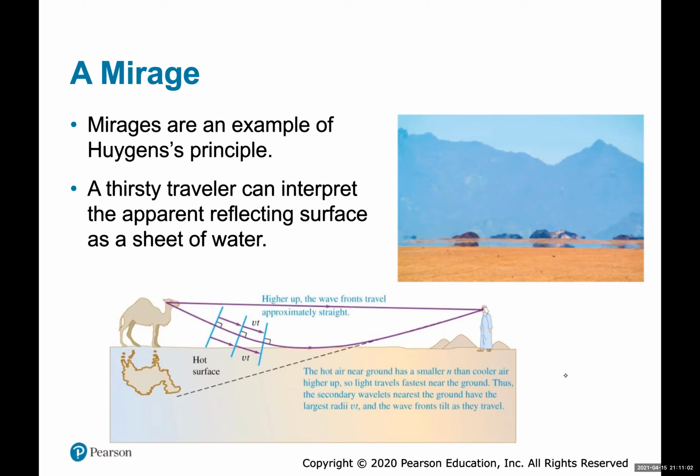And we could interpret that reflection that we see like it is off a surface of water, for example. This also happens on asphalt on warm days. It looks like there's a whole puddle of water across the road. And then when you get closer to it, there isn't. This is when it's happening.